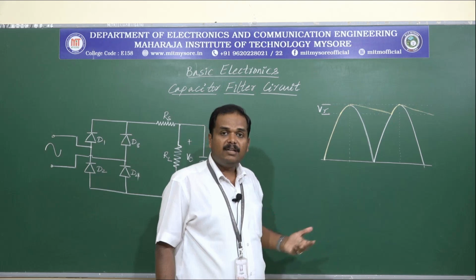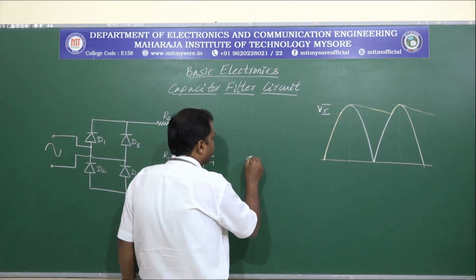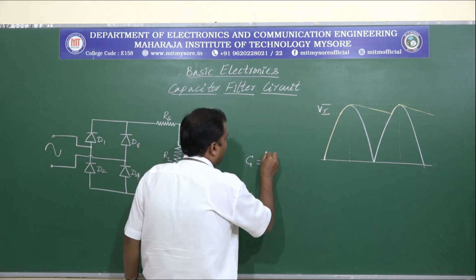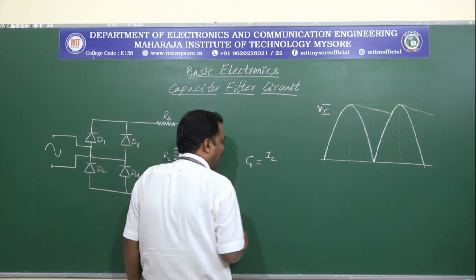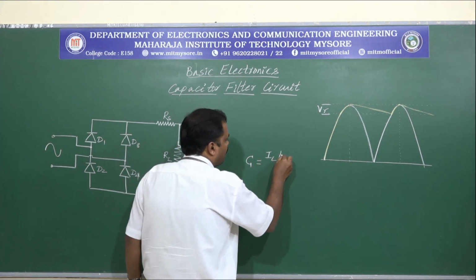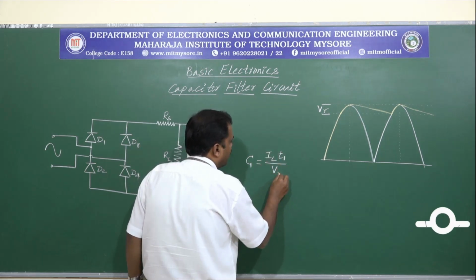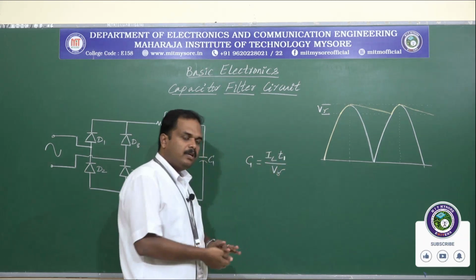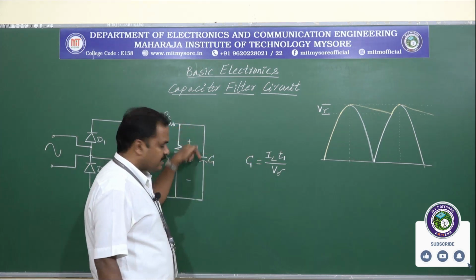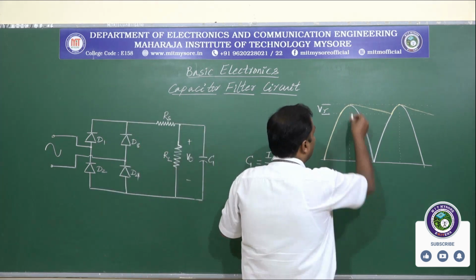Now how do we decide the value of the capacitor? The value of the capacitor C is given by IL into T1 divided by V gamma. So C is the capacitor, IL is the load current that is charging the capacitor, T1 is the discharging period.